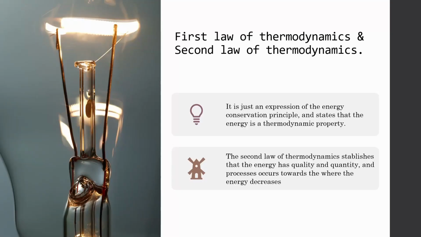Now, the first law and second law of thermodynamics. The first law is this one. It is just an expression of the energy conservation principle, and it states that energy is a thermodynamic property. We're going to see what a property is. And the second law of thermodynamics establishes that energy has quality and quantity, and processes occur toward where the energy decreases.